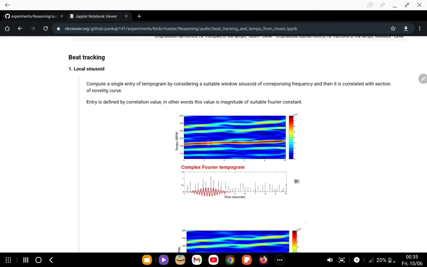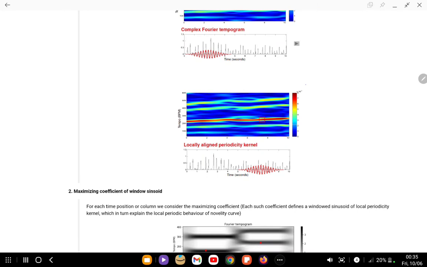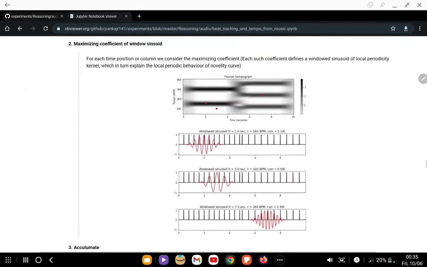For example, this rectangular region denotes this sinusoidal component or window. So similarly, every entry will denote something like that. Now let me just explain how we are computing that. Let me pick different points across this Fourier tempogram. When we take the first point, it is maximally correlating with this window sinusoid, which is roughly 160 beats per minute. The second one is around 100 beats per minute, and the last one is around 240. So every entry will have a particular sinusoid.